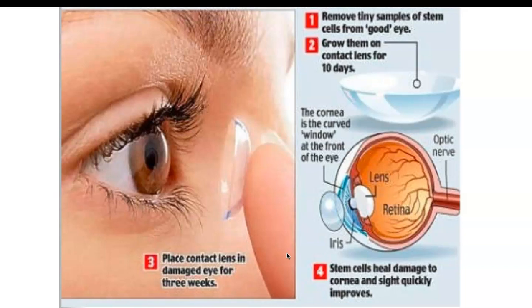Then we grow them on the contact lens for 10 days. Then we place this contact lens in a damaged eye for 3 weeks, and we see that these stem cells heal the damage to the cornea and sight quickly improves.